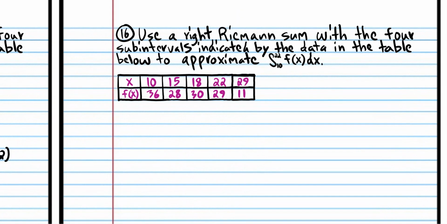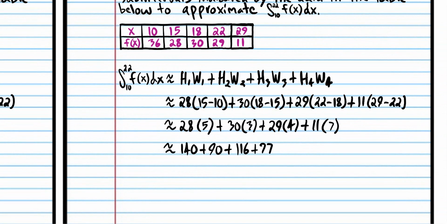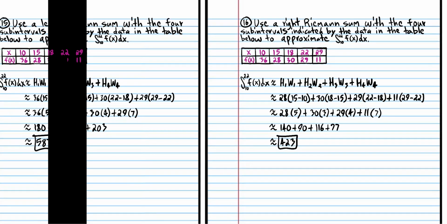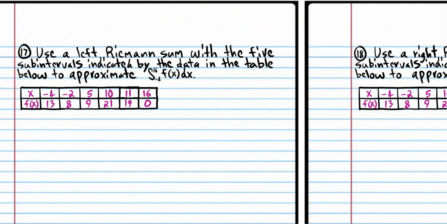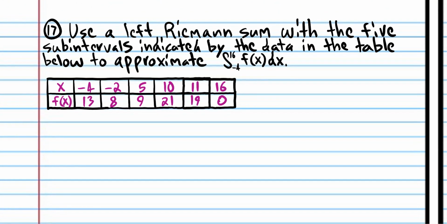Okay, we're back. So we get 423. So if you got that answer, excellent. Okay, so that was a problem where we had 4 rectangles, and now I want you to try a problem where we're going to have 5 rectangles. We're using left Riemann sums, so you need to know where to start. And again, 5 subintervals, which means 5 rectangles. Now be sure that the widths of your rectangles are positive.